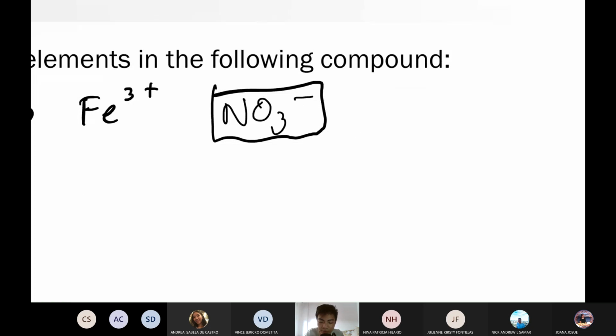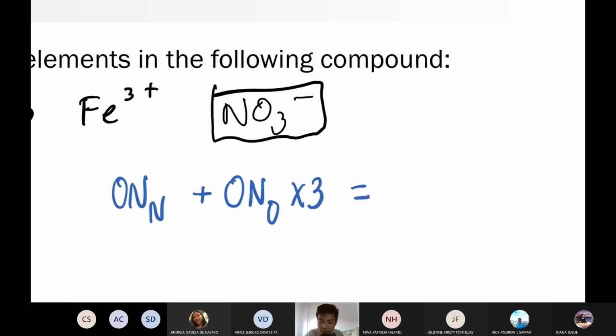So according to rule number 3, the oxidation number of nitrogen plus the oxidation number of oxygen, but there are three oxygens, remember, so times 3. That's equal to the charge of the molecule. What's the charge of the molecule? There's a negative written in the top right corner, so that means negative 1. Okay? Now, more questions arise.